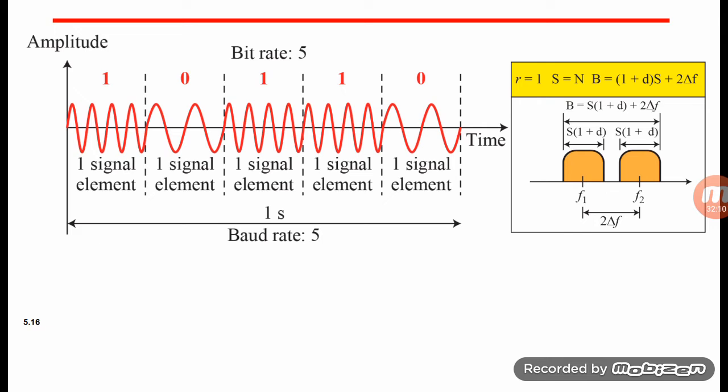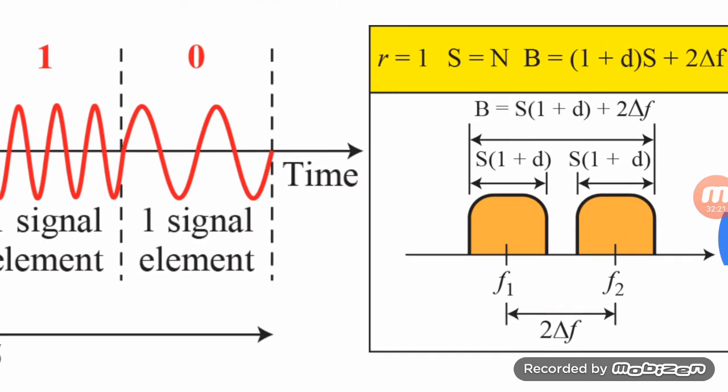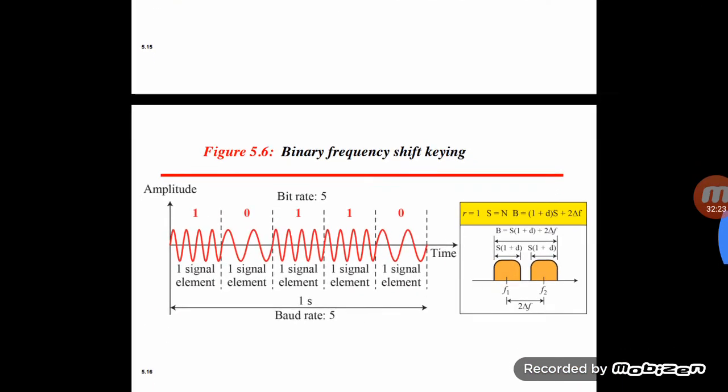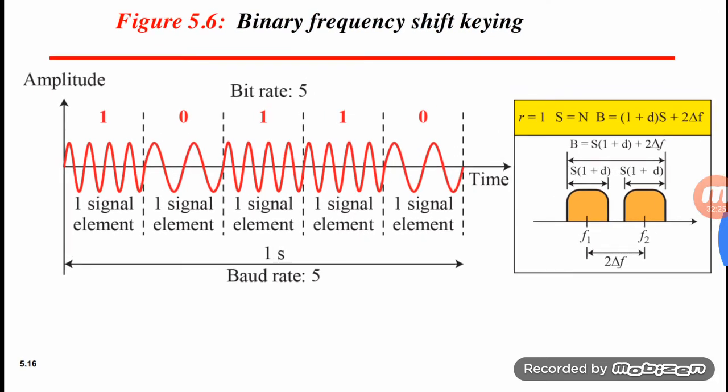So the formula is B is equal to 1 plus G. Well, this is the same as for ASK. You see, plus 2 delta F is added, okay, to take care of this. And R is 1 because we are talking about binary. R is 1, so S and N are also equal.